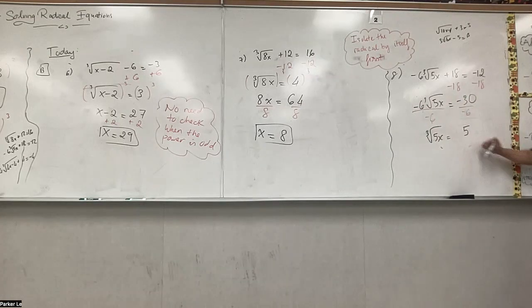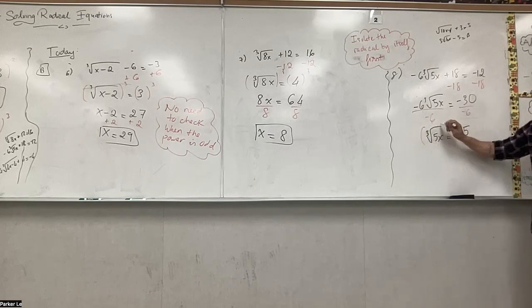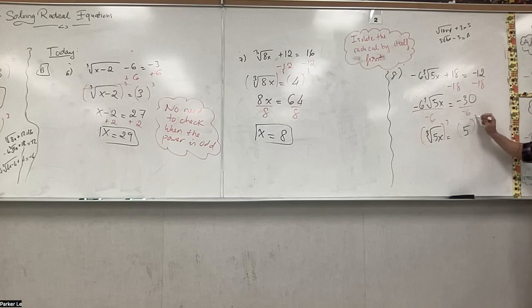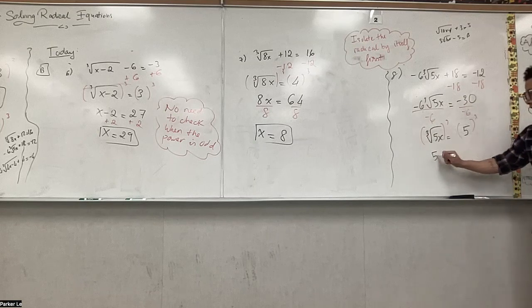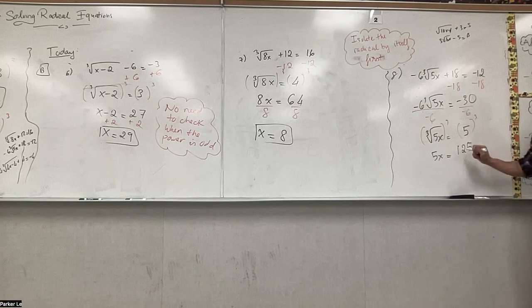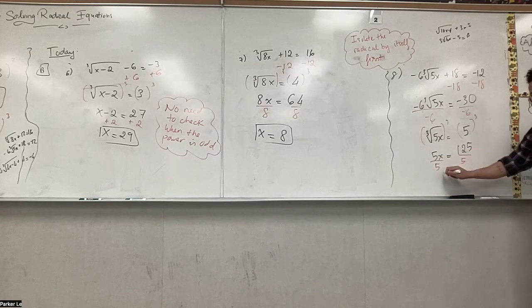Okay. Now what next? You cube it. Cube and cube root, they cancel out. So 5x, what is 5 cubed? 125. Very good. What next? Divided by 5. Awesome. So x equals 25. Again, do we need to check? No. Right.